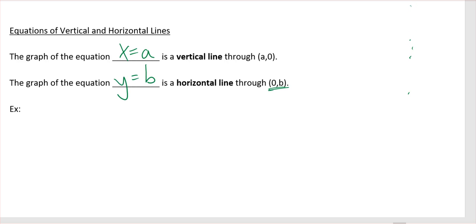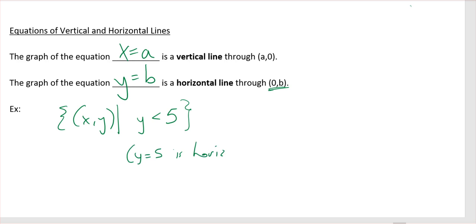Okay, so let's do an example where we do the same thing we did above, but it's going to be a little more difficult, because let's use an inequality. Let's have the set of all (x, y) such that y is less than 5. Okay, so we know that y equals 5 is horizontal, right? If we wanted to start drawing a picture of this, y equals 5 is horizontal, 1, 2, 3, 4, 5. So we're going to have something to do with this line.